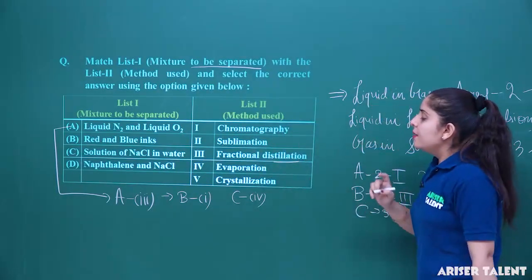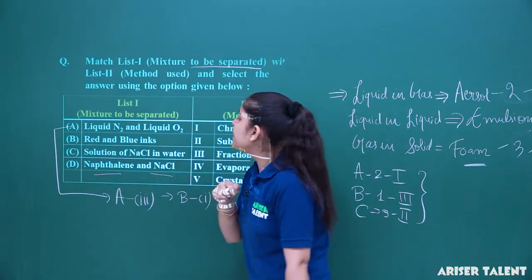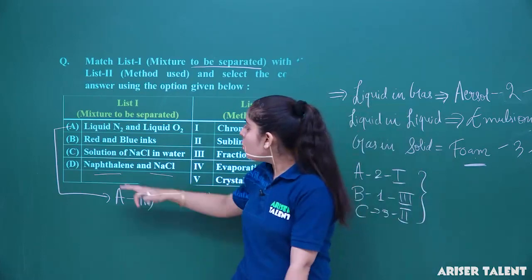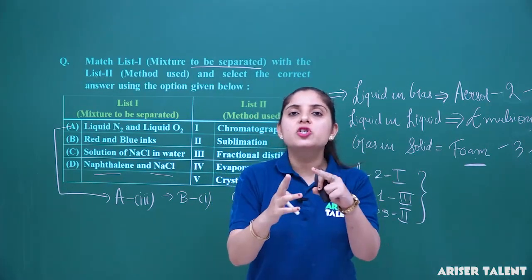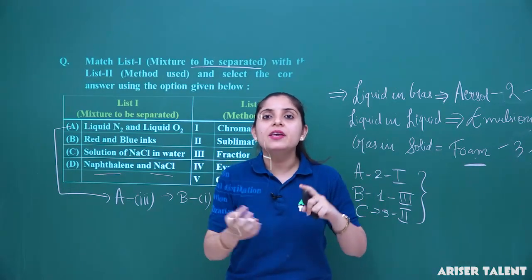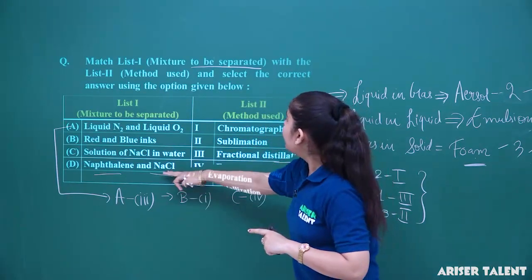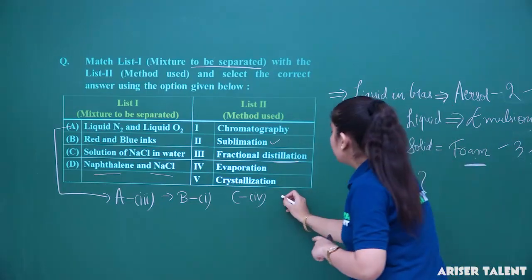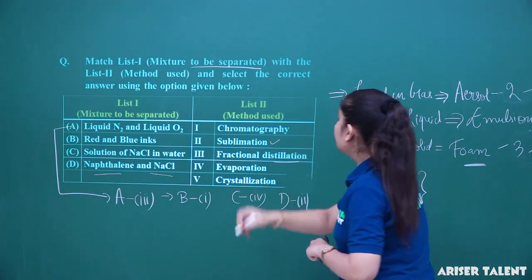Naphthalene and NaCl. Now you know that naphthalene and NaCl can be separated by the process known as sublimation. Why is it so? Because naphthalene has a tendency to form vapors. So in a mixture, if any component has a tendency to form vapors, we can sublime it by the process of sublimation. So naphthalene and NaCl can be separated by sublimation. So for the D part, we have option number 2.